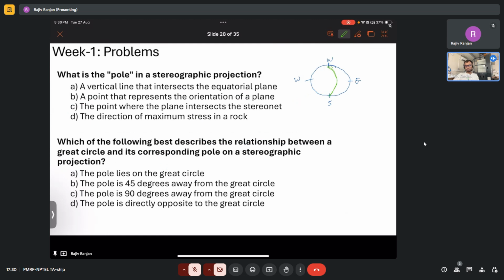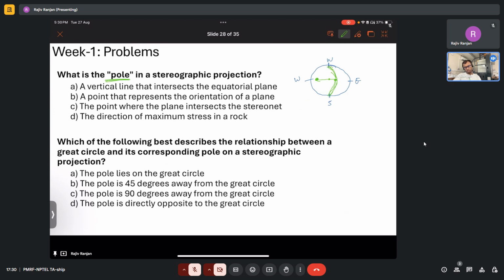So if you have a bit like this, this is the center. If you move 90 degrees from this point, this is what we do to plot a pole. This pole is very important when you have a lot of data, hundreds of data points, because it looks very clustered, right? It is not a good way to represent data.